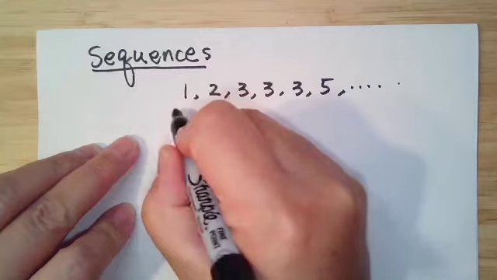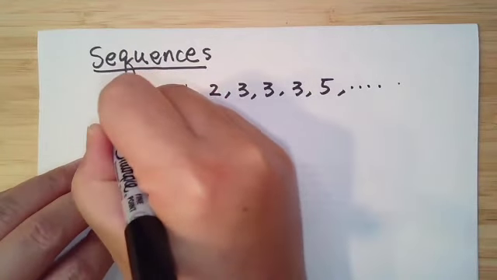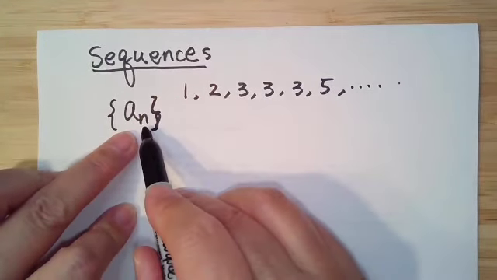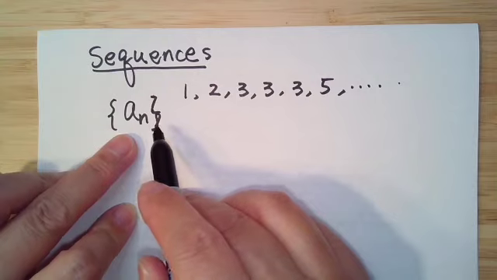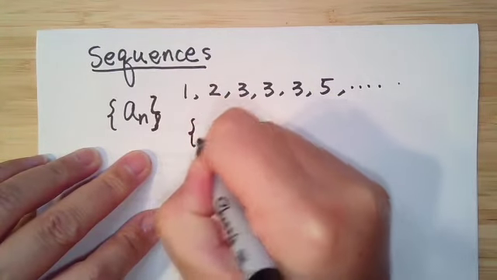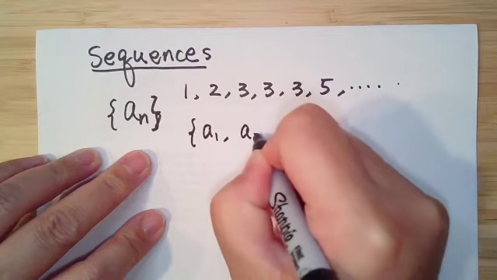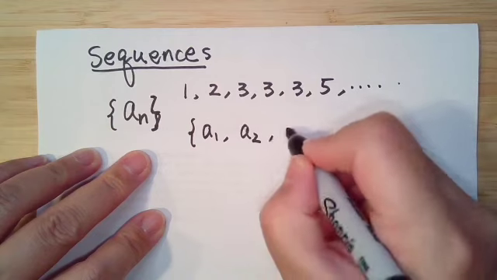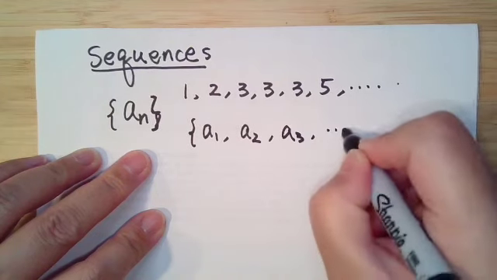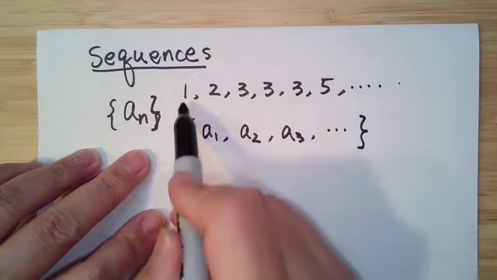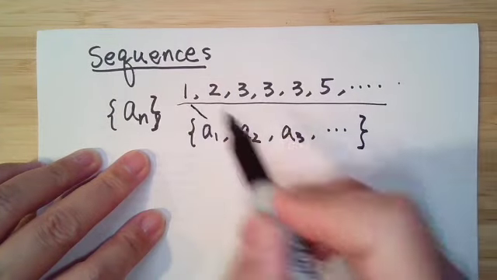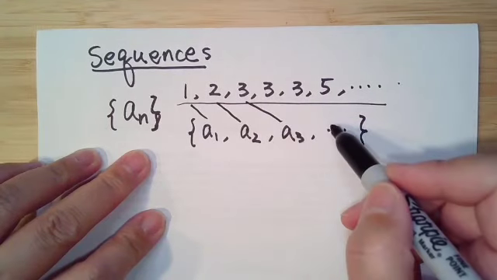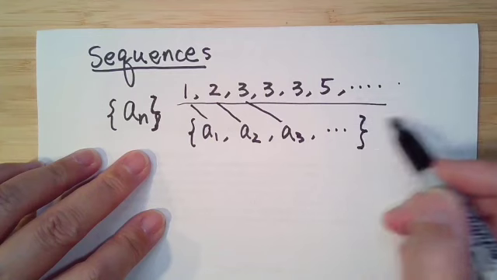And we call this an. We use this symbol to show that it's a sequence. And here n can be 1, 2, 3, 4, 5, the natural numbers. Therefore, in this we should have a1, a2. That's the first term, second term, third term, and so on. So for this sequence, a1 is 1, a2 is 2, a3 is 3, a4 is 3, a5 is 3, and a6 is 5, and so on.